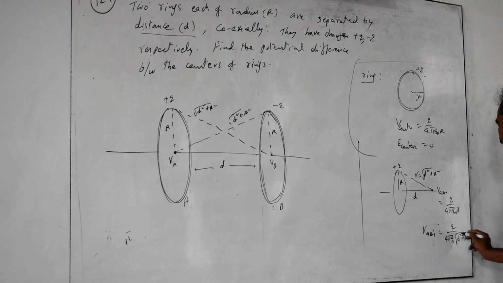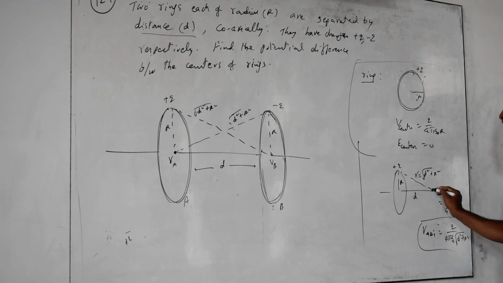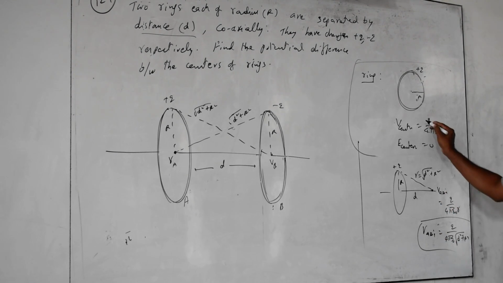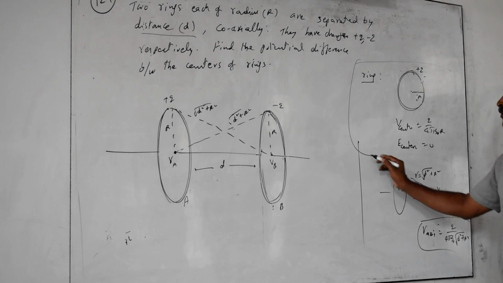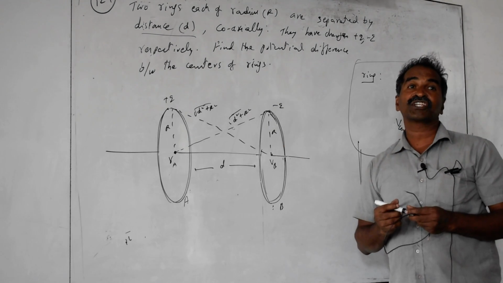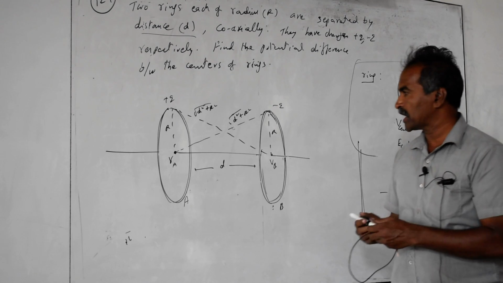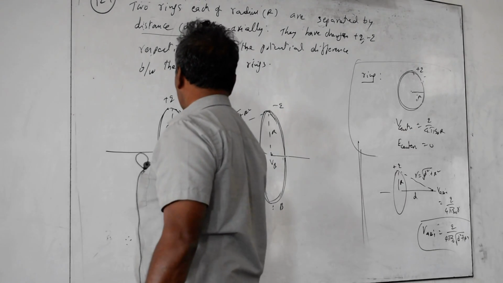D square plus R square. This is the formula for potential on the axis. This is the potential at the center. We are going to use this term, but here two rings are there, so you have to take the addition of those two potentials. So what is the potential at the center of A?